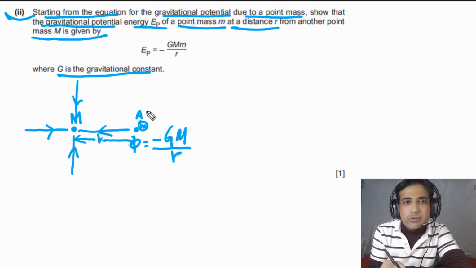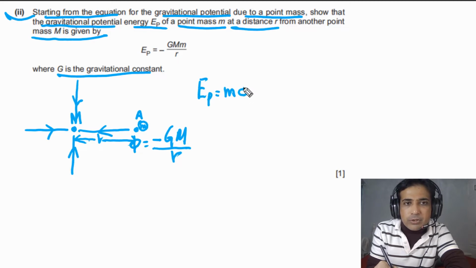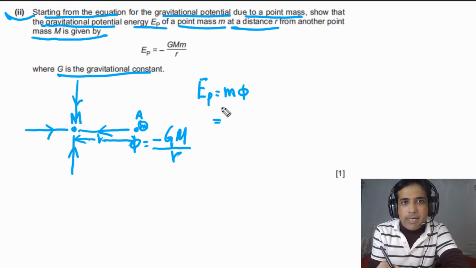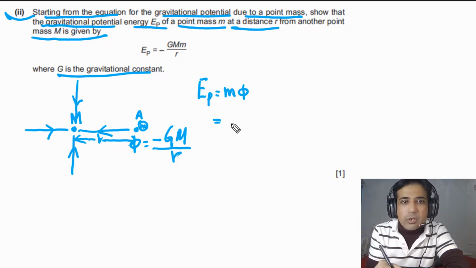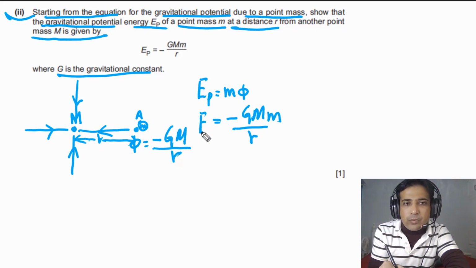Now question is asking us to calculate the gravitational potential energy of small m. So the gravitational potential energy, first of all, we need to understand, is equal to mass in the gravitational field times the potential at that point due to the other mass, meaning the heavier mass. So this is the product of potential times the mass. The mass we bring in the gravitational field of another mass. So now simply we need to replace this potential with this one. So we can write down this is minus capital G capital M divided by R multiplied by small m. So that's all you need to do for this question.